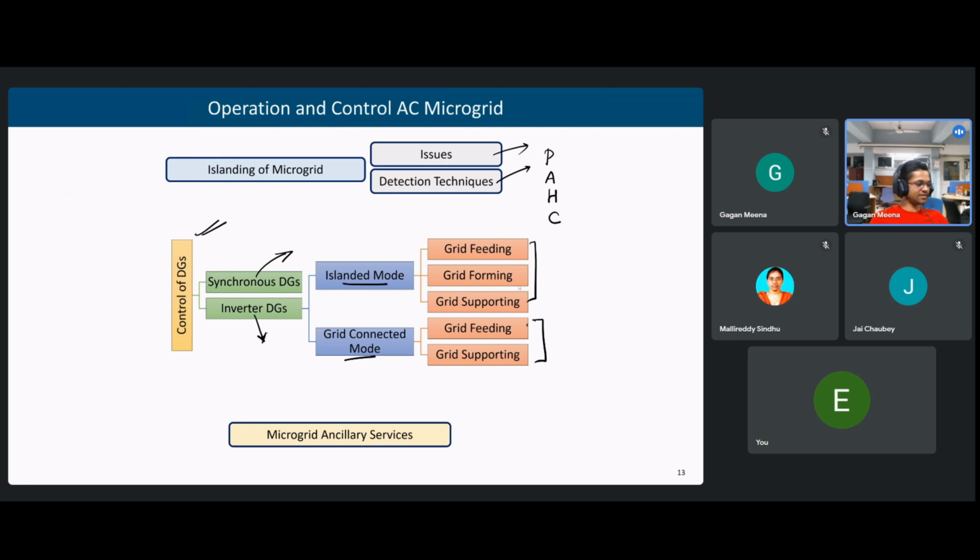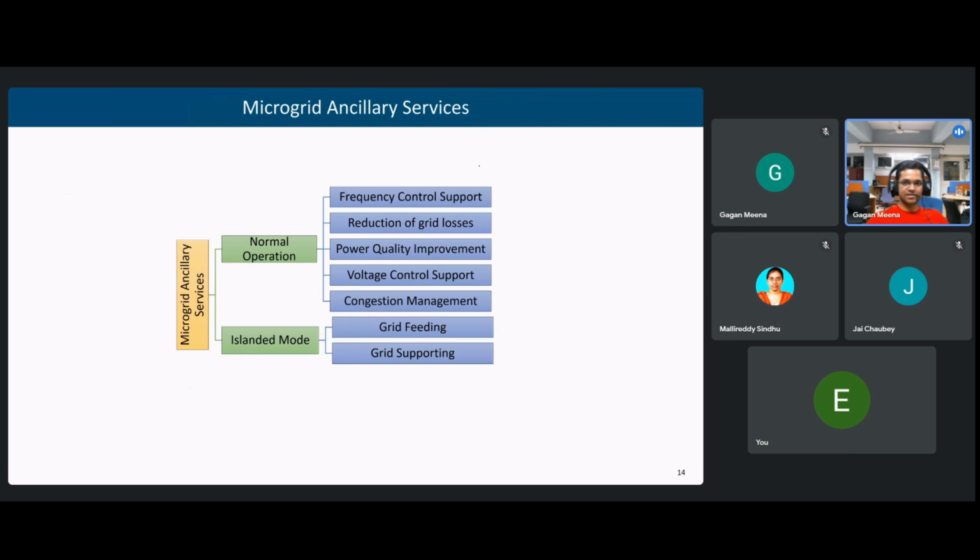Then we discuss the ancillary services. These are the different types of ancillary services. So in normal operation, we can have frequency and voltage support, power quality improvement because reactive power support is there, congestion management, and in islanded mode, sorry, this is not right, it should be black start. So in islanded mode, it can provide these services.